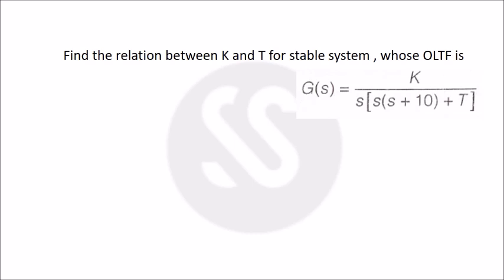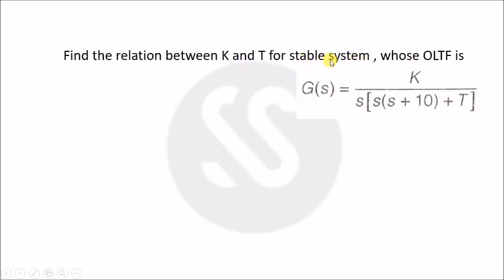Find the relation between k and T for the system. Here we have two variables: k is the gain, and T is another variable. This is G(s), that is, this is the open loop transfer function. The condition given is that the system is stable.